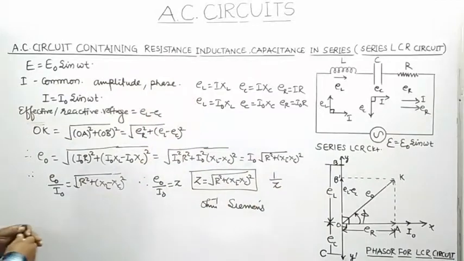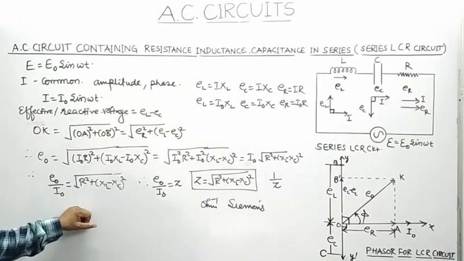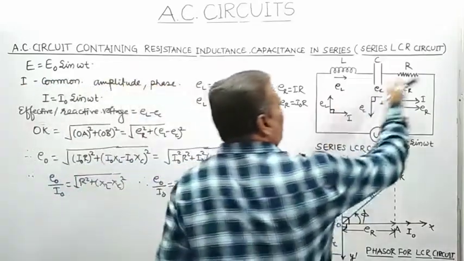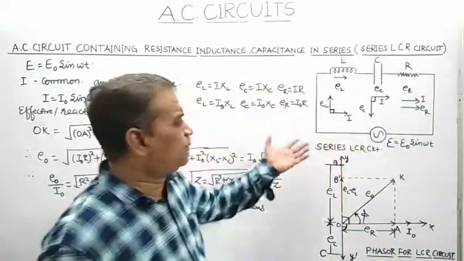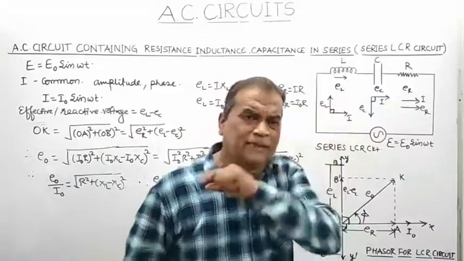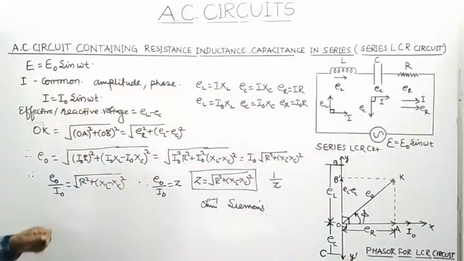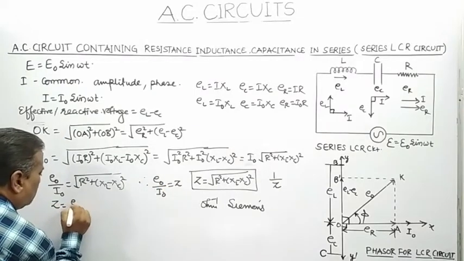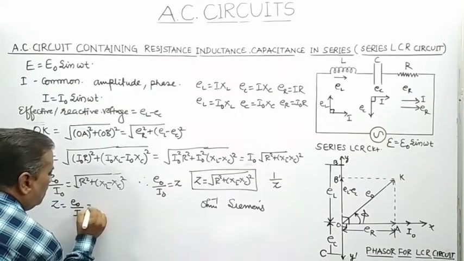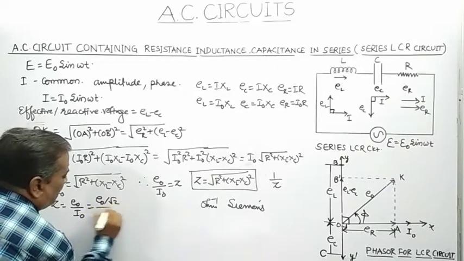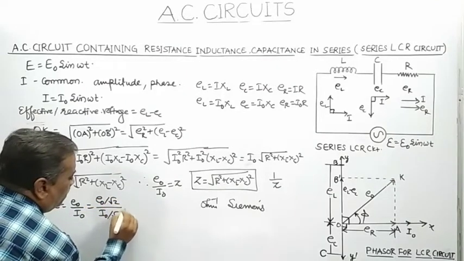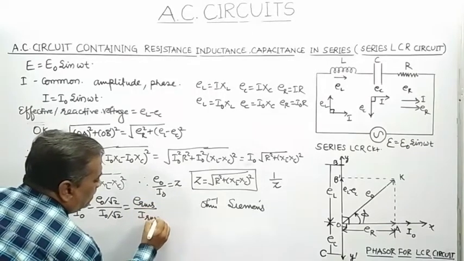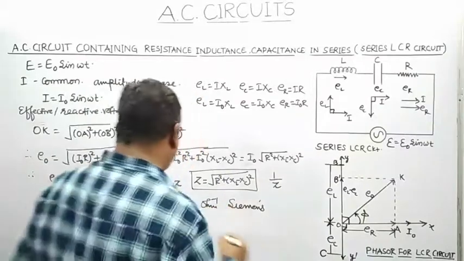And according to Ohm's law, E0 upon I0 must be the effective opposition offered by the series LCR circuit to the flow of alternating current through it, and that is known as the impedance of the circuit. Remember, impedance Z is equal to E0 upon I0, and I can write this as E0 by root 2 upon I0 by root 2, means E RMS divided by I RMS.